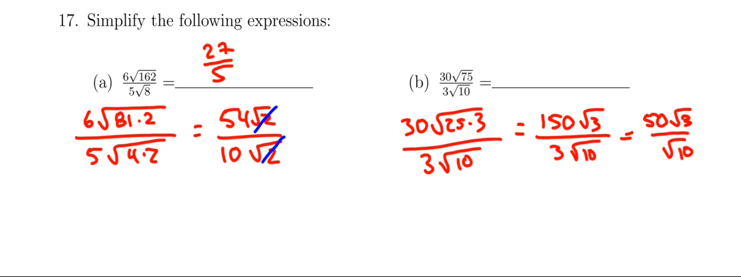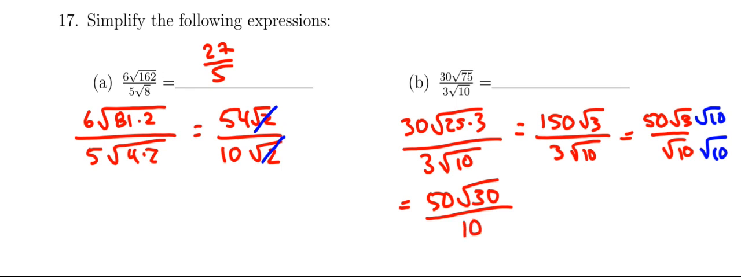And now I've got to rationalize the denominator. So my simplifying is kind of stopping here. There's not much more I can do until I rationalize. So I'm going to multiply numerator and denominator by root 10. That is going to give me 50 root 30. I can't simplify root 30, but the denominator will become 10. Root 10 times root 10 is 10. And then 50 root 30 over 10 will become 5 root 30. I'm just going to divide out the coefficients.